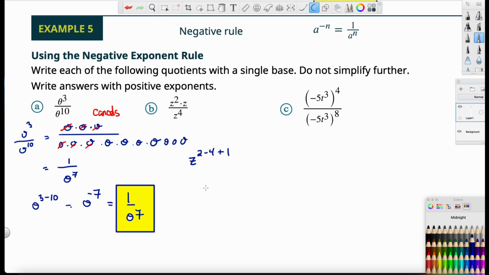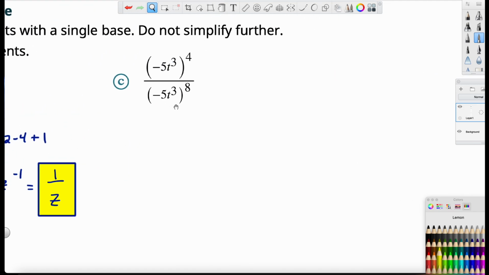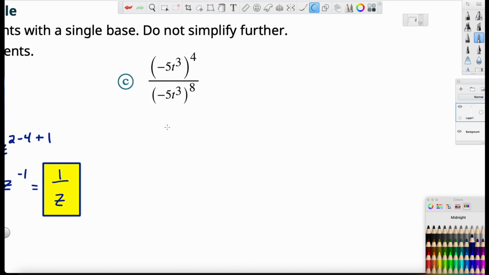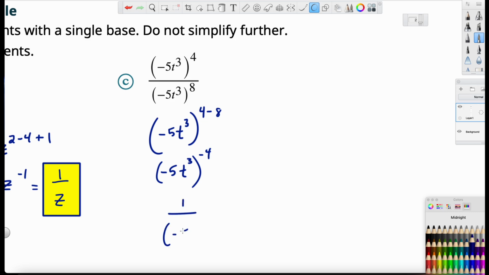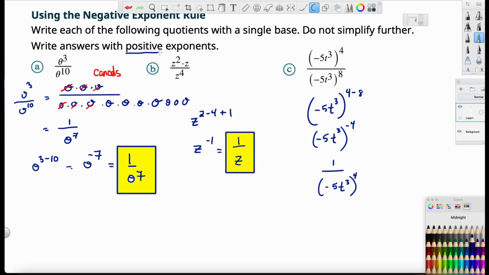We use the quotient rule and the product rule here, so we get z to the 2nd minus 4 plus 1, which simplifies to z to the negative 1. We want to write it as a positive exponent, so we put it in the denominator. We use the quotient rule for c. We do 4 minus 8 on our exponent, and that gives us a negative 4. We want to write it as a positive exponent, so we're going to put it in the denominator and write the exponent as a positive 4. Okay, so that's the negative exponent rule.